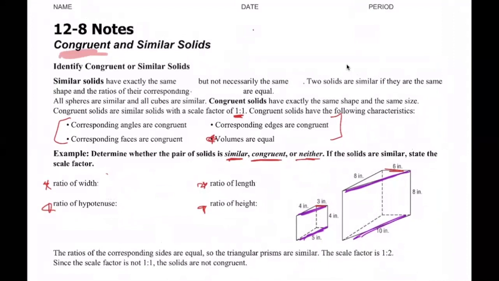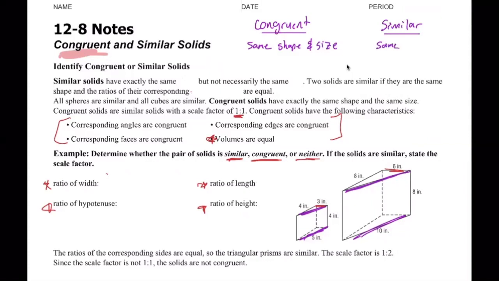Congruent means same shape and size, okay? Same shape and size. And then similar just means same shape, but not necessarily the same size.